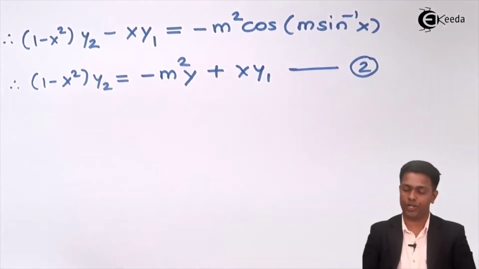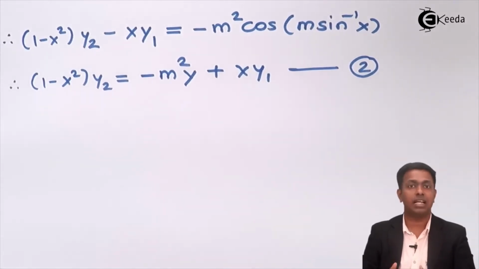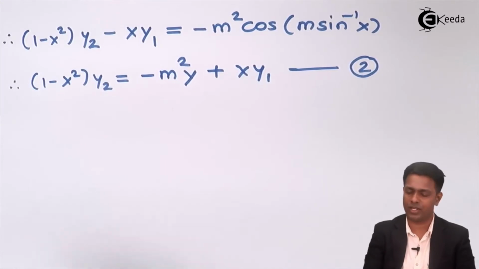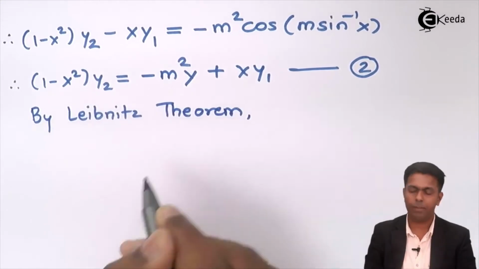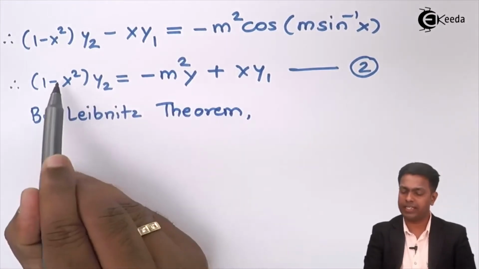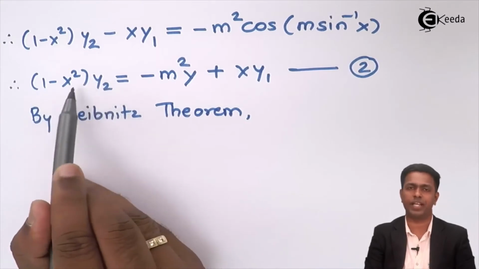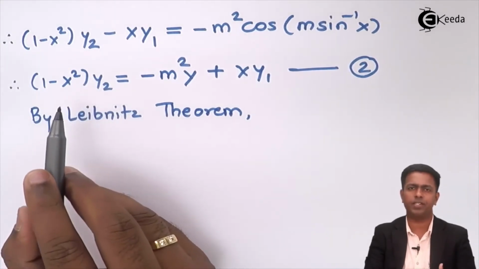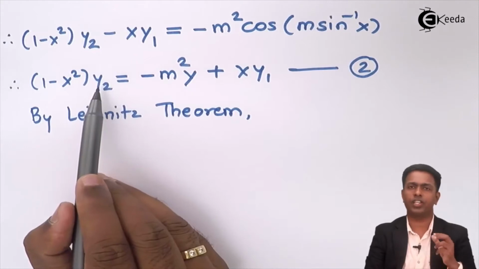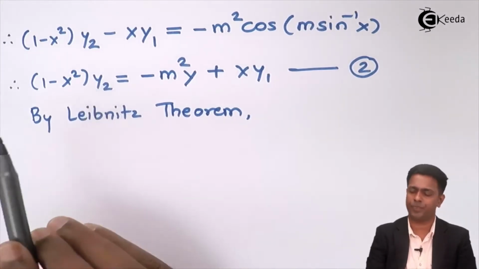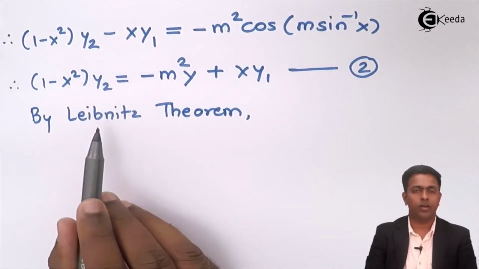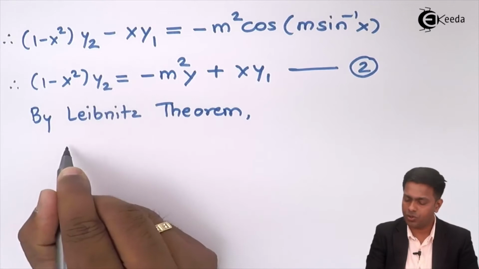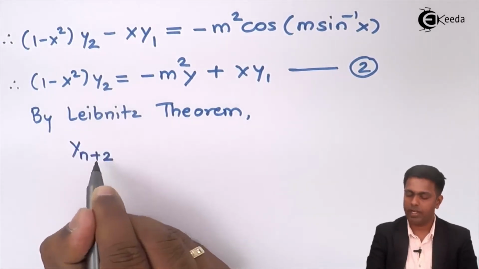Now you can observe that we got the value of y2, and now we can apply the Leibniz theorem to get the nth derivative, because now we can get the value of y of n plus 2. So here, by Leibniz theorem, you can see that we have two functions which are multiplying each other. So whenever we apply the Leibniz theorem, we take one function as u for which the nth derivative is possible. Now for y2 the nth derivative is possible, so this will be my u. So we find the nth derivative of that function, so we will get y of n plus 2 into v.